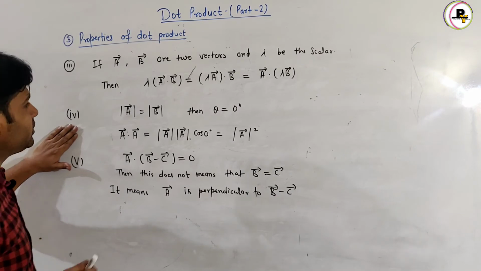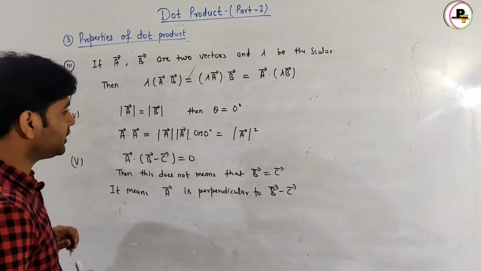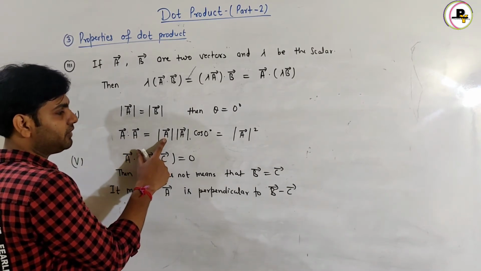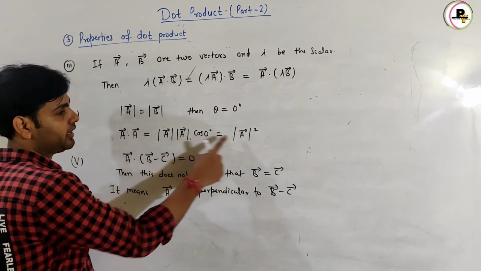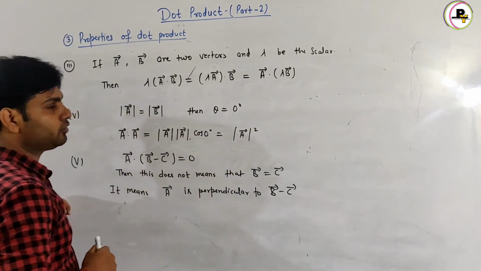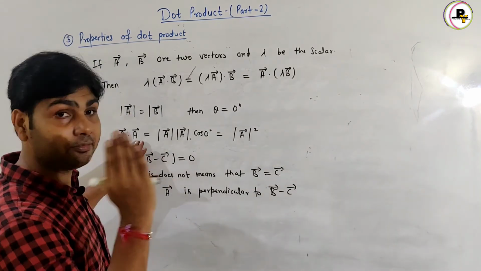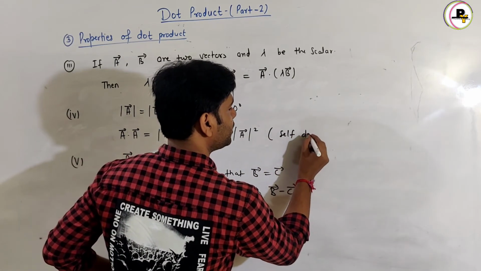And property number four: if mod of a vector is equal to mod of b vector, then theta is equal to 0. Therefore I can write here a vector dot a vector equals mod of a vector into mod of a vector into cos 0. Cos 0 is 1. Therefore I can write this is equal to mod of a squared. That is the dot product of a vector with itself. This is called the self product. This is also called the self dot product.